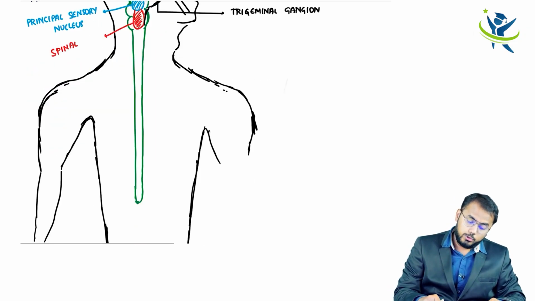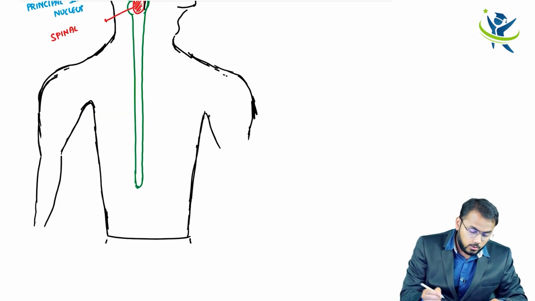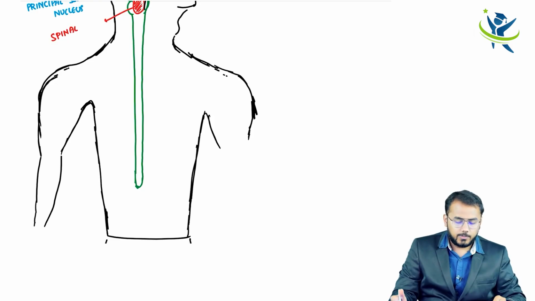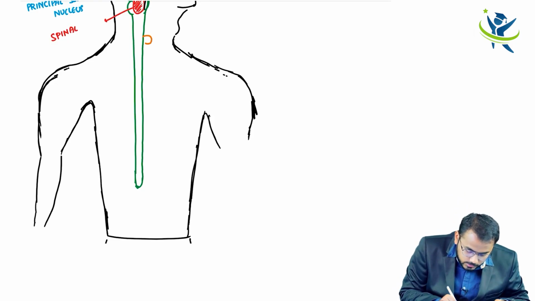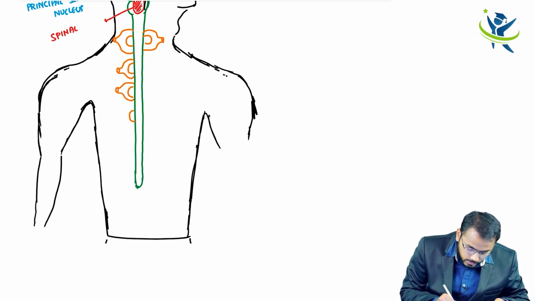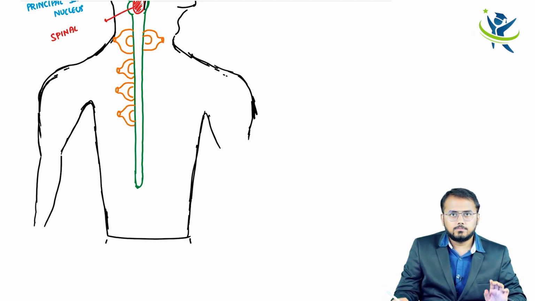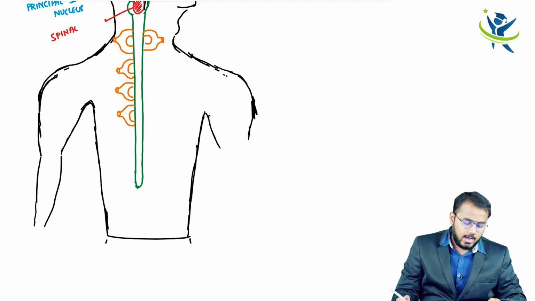And I have already told you that along the spinal cord you have roots. You have a dorsal root like this, and you have a ventral root. Dorsal root and ventral root. I'm going to draw a couple of them. So this is your dorsal root, ventral root, dorsal root, spinal nerve and ventral root, dorsal root, spinal nerve and ventral root. Okay. Now look here very carefully.